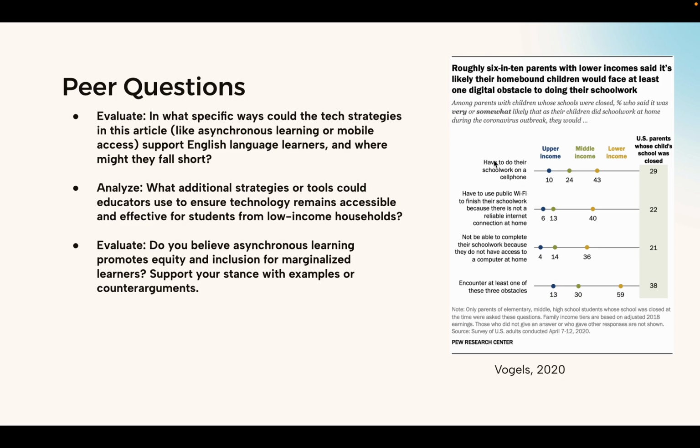This image shows a bar chart showing statistics from a Pew Research study, and it shows the percentage of U.S. parents, especially those with lower incomes, who say their child faces digital obstacles when doing schoolwork.